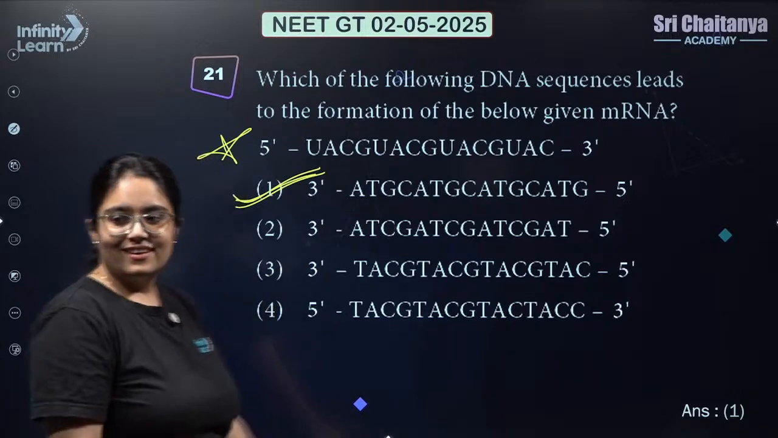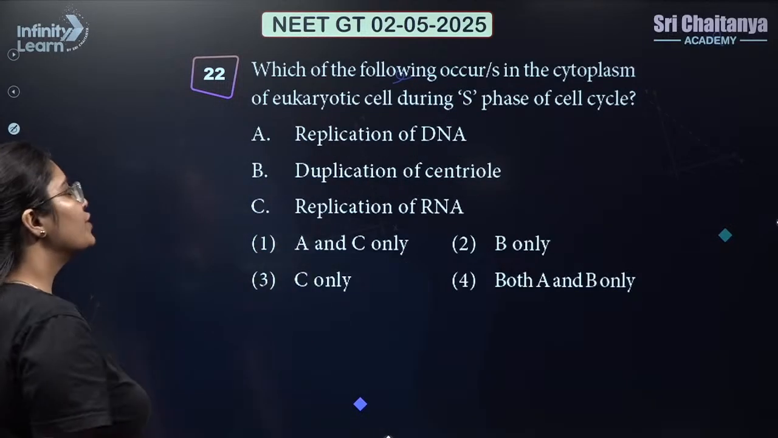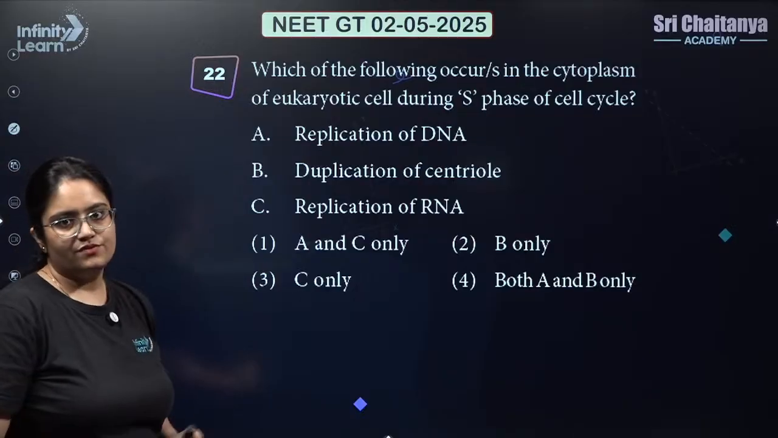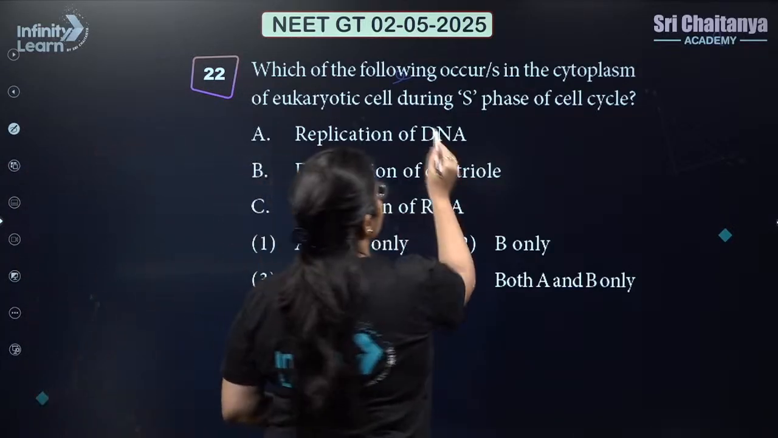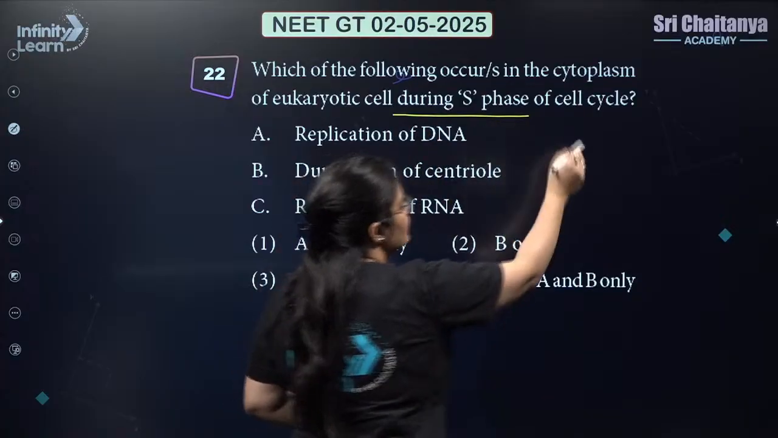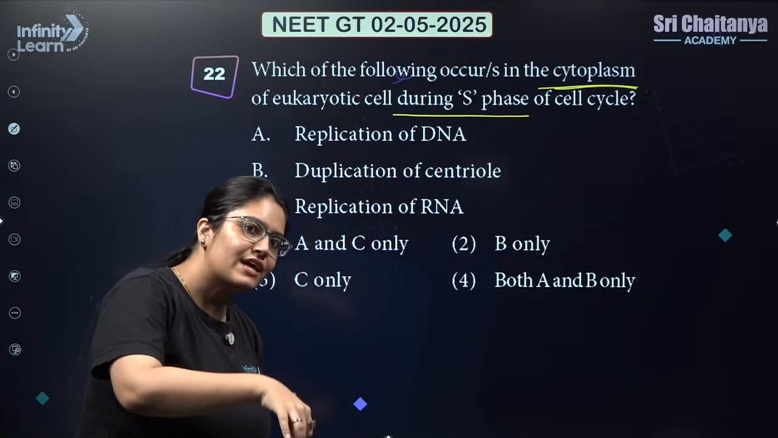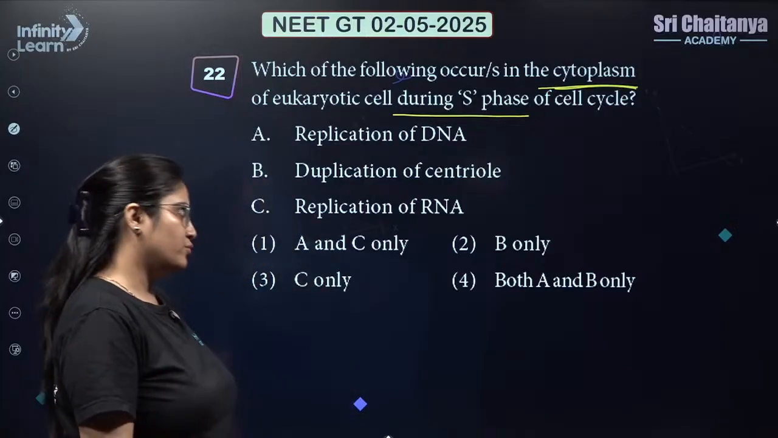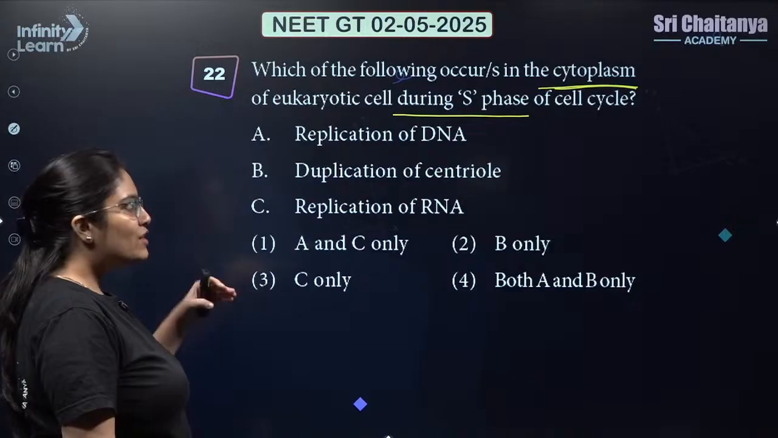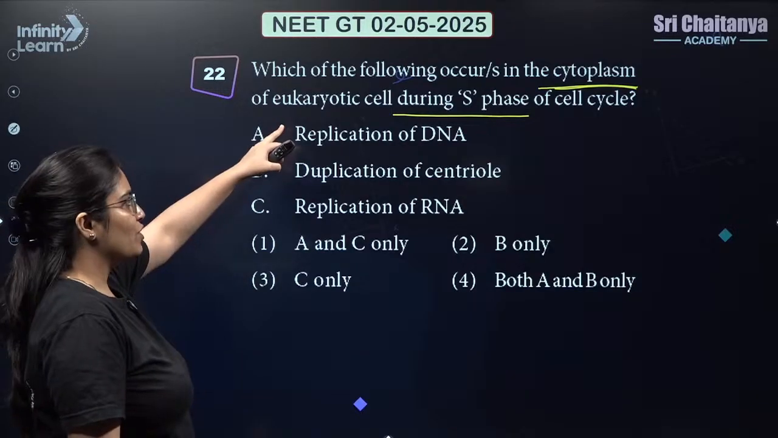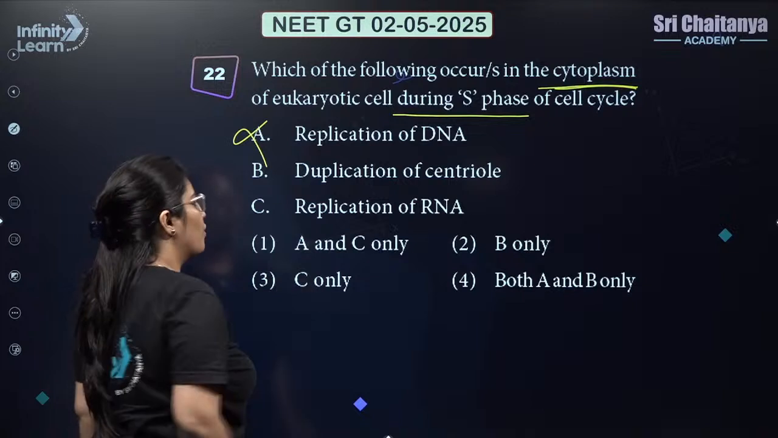Yes. Very good. Which of the following occurs in the cytoplasm of the eukaryotic cell during S phase? There were two important keywords here. First is during S phase and second is in the cytoplasm. So only the activities happening in the cytoplasm during S phase you were supposed to answer. Replication of DNA, yes, during S phase, but not in the cytoplasm of the eukaryotic cell, rather in the nucleus. So this is also wrong.